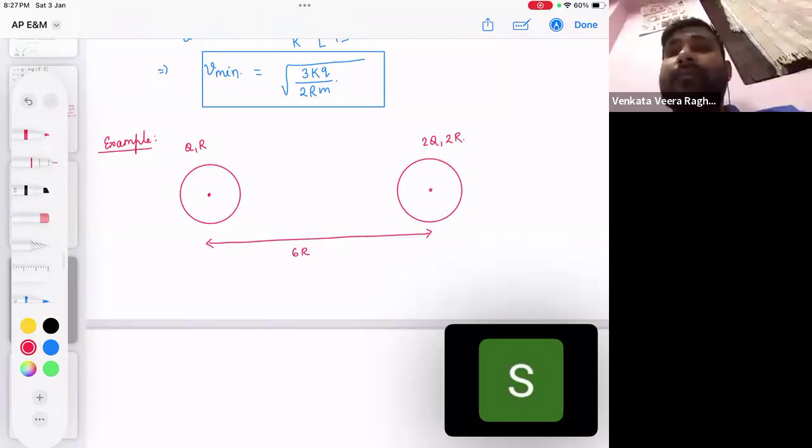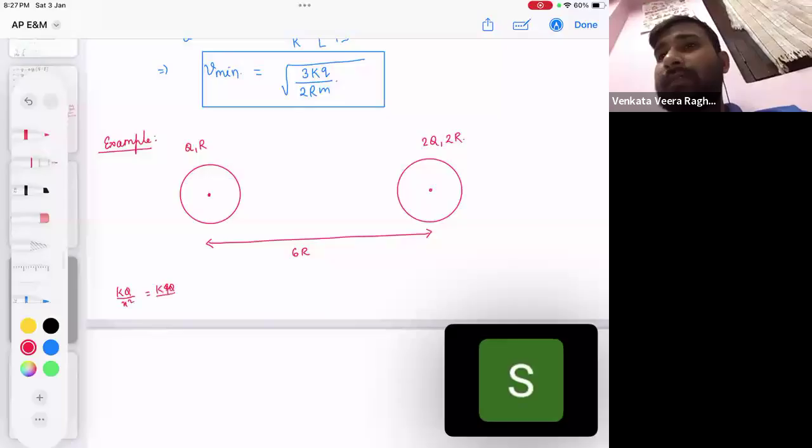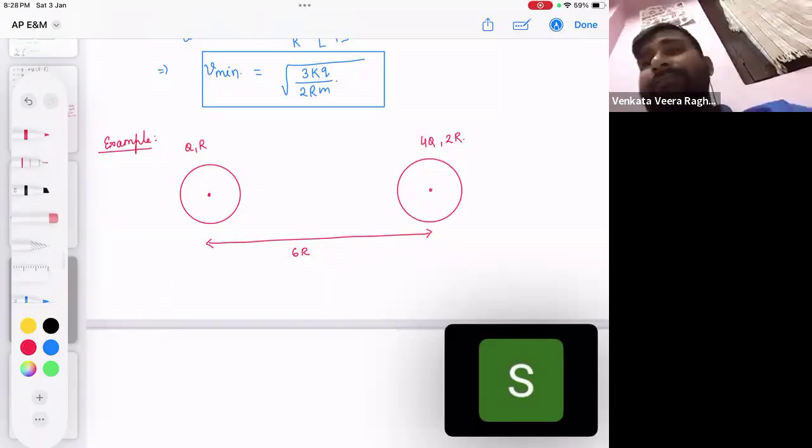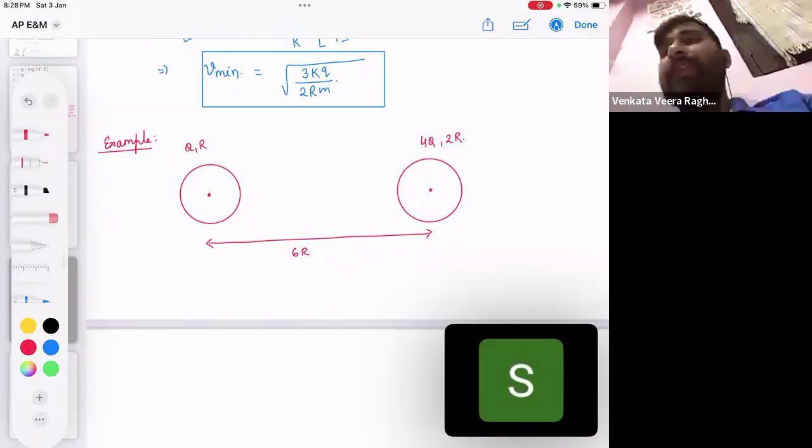Just give me a moment. kq by, a little bit easier. If I take it 2q, then the calculation will become a little bit difficult. Okay, this is what is given to us in the question.